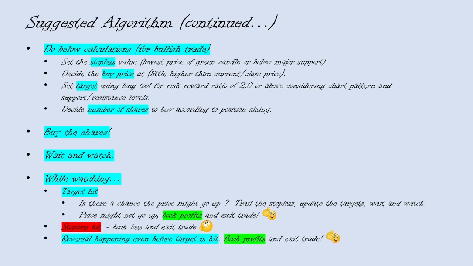Okay, so this is the suggested algorithm. Again, this is my humble opinion, and it depends on various traders how they would like to tweak or modify this. So if you want to look at a flowchart for this algorithm, we can look at it. Now, WW stands for wait and watch. BU-TR stands for bullish trade. BE-TR stands for bearish trade.